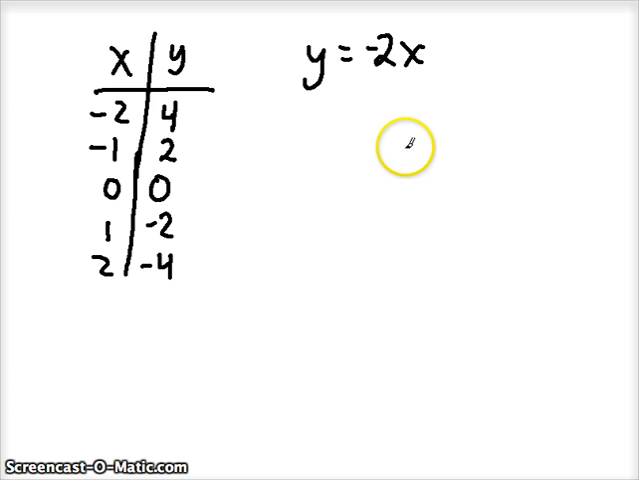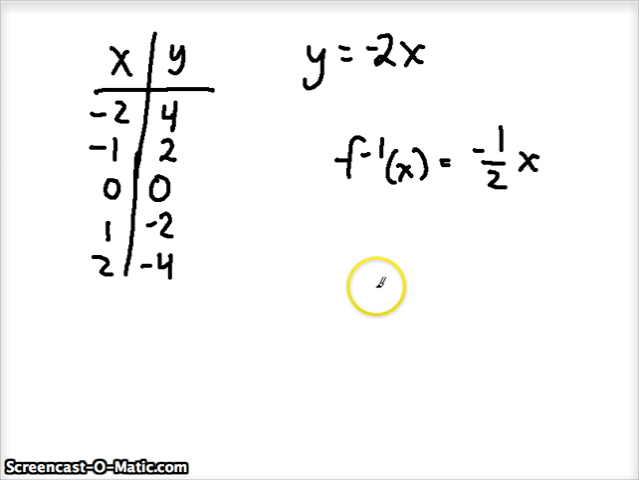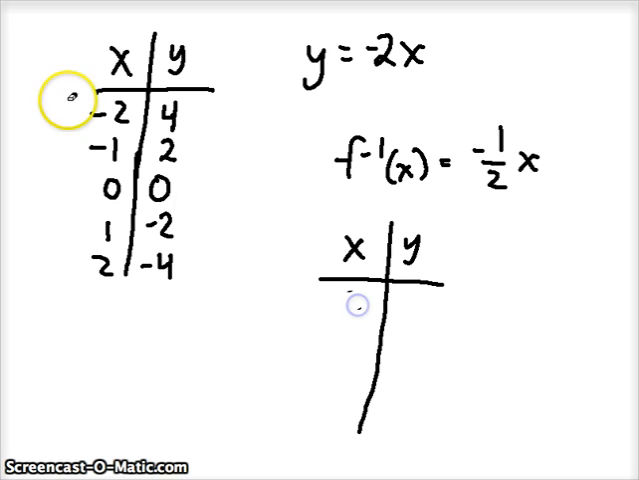But then we had our inverse, and we said that was negative 1/2 x, right? And let's do the same thing. Use the same values. Hold on a sec. Let's not use the same values. I want to talk about what happens in inverses of tables. So actually what ends up happening is the x and the y values get swapped.